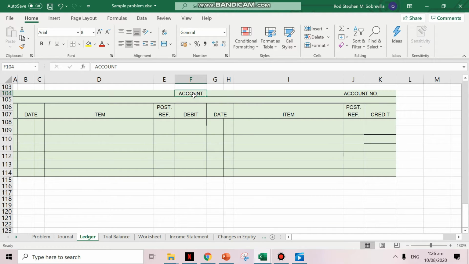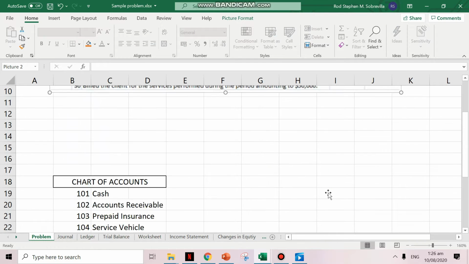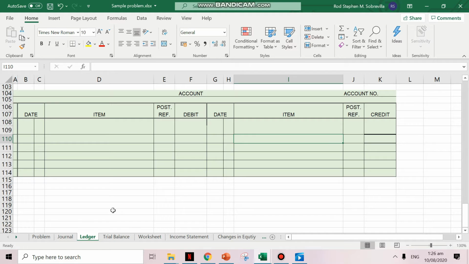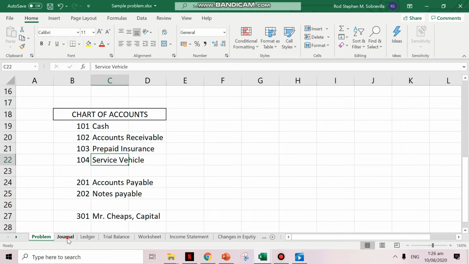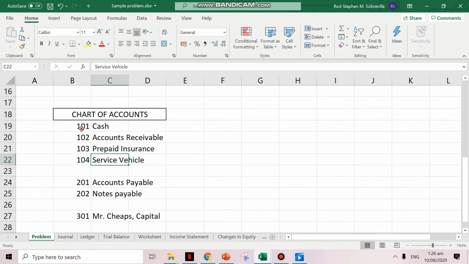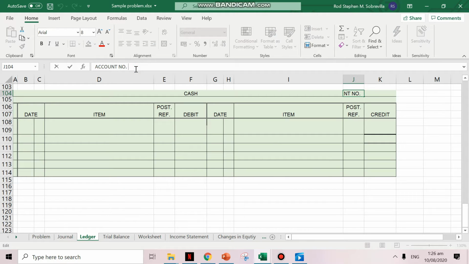Itong account, dapat meron tayong chart of accounts. Merong given yan sa problem. Ito yung given natin sa problem natin, a chart of accounts. I-input natin yan. Gagawa tayo ng ganito per account. So, ayan. Dito pag-fill up nyo, ilalagay mo yung cash and then ilalagay mo yung account number, which is, anong ulit yung account number? 101. So, 101. And then, saka ka mag-posting ngayon.